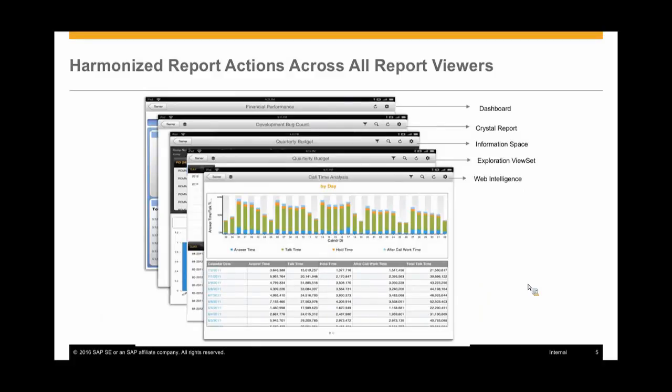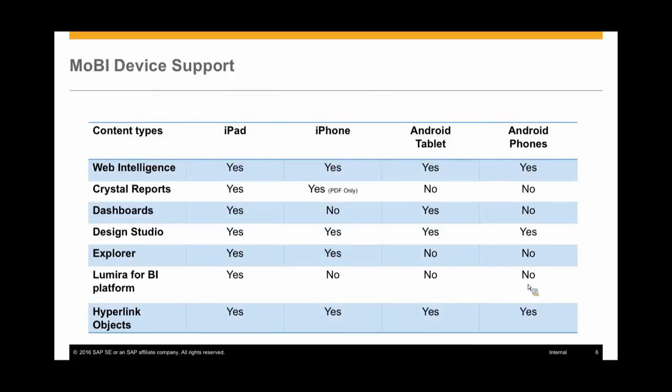And since it's the one application for all the different content types, we've harmonized certain actions at the container level. Whether you're looking at the dashboard or Crystal Reports, you would have the common container-level actions the same across the content type. Today we have Mobi, which is supported on both iOS and Android. On iPad, we support most of the content: Web Intelligence, Crystal Reports, Dashboards, Design Studio, Explorer, and Lumira for BI platform. So Lumira for BI platform is the latest addition to the family of BI content supported.